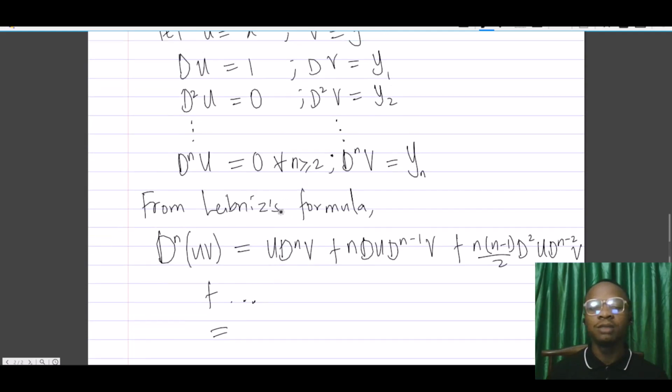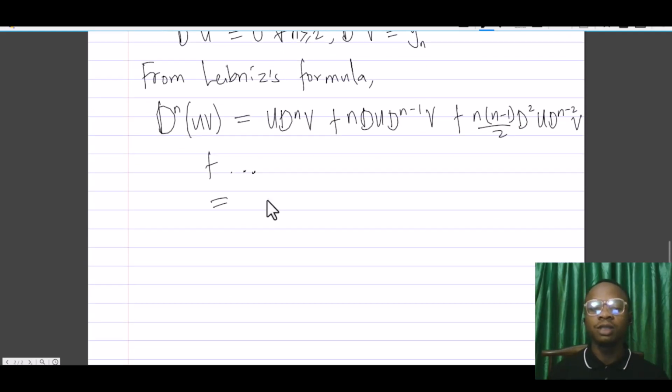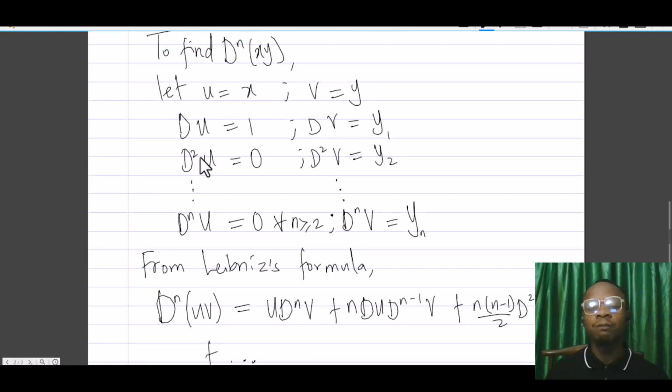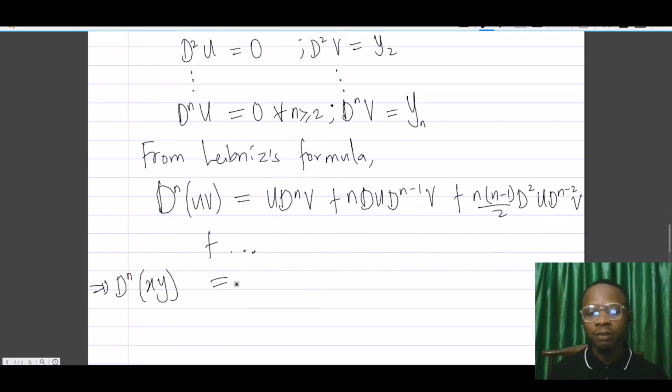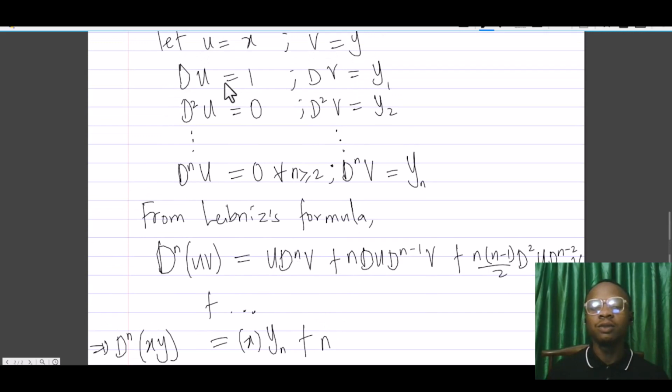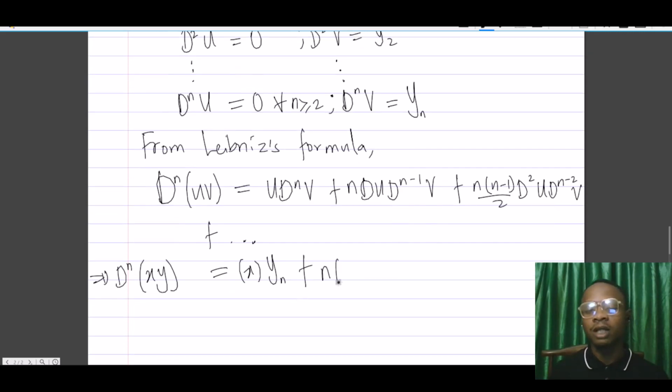So our u is basically implying that our Dn of xy, our u is x and our v is y. So this will be equal to u, and our u is x, so we can put that here. This will be x times the nth derivative of v, and the nth derivative of v is y sub n, so this is y sub n plus n multiplying du, and our du is 1, so this is n multiplying 1, then the (n minus 1)th derivative of v, so that will just be replacing n here with n minus 1.